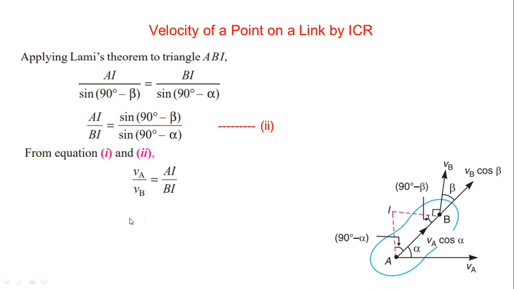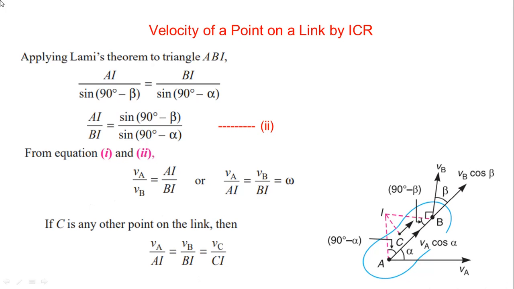Graphically, then what is the unknown in this case? That is VB, the velocity at point B. So on the basis of the ICR point, we are able to find the velocity at point B, which is equivalent to omega, that omega is nothing but the angular velocity of link AB for that instant.